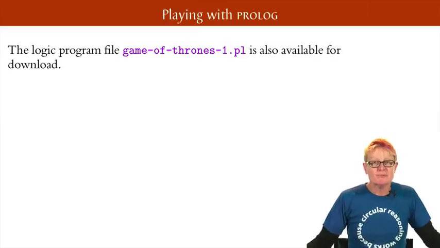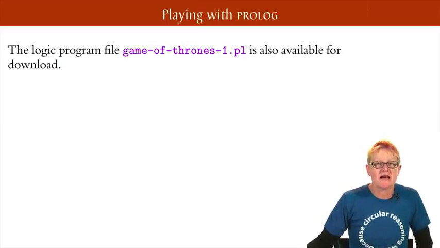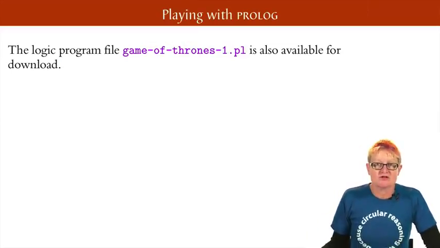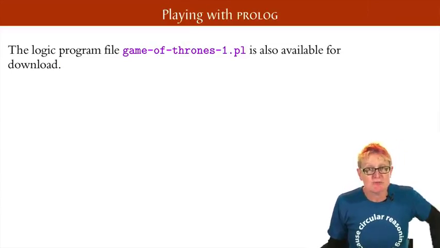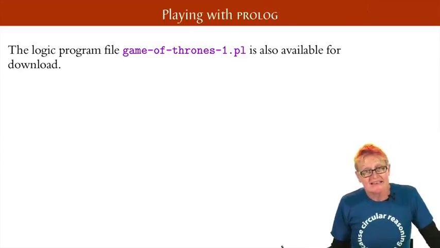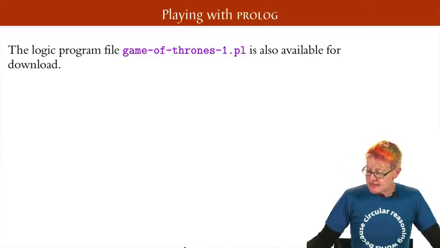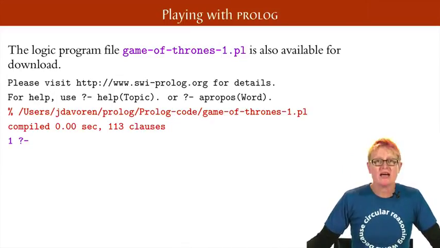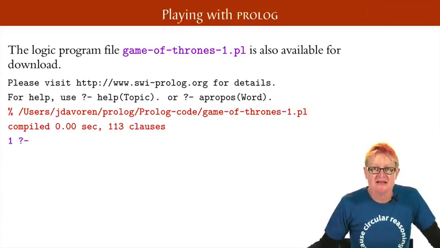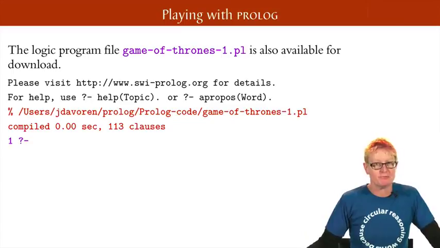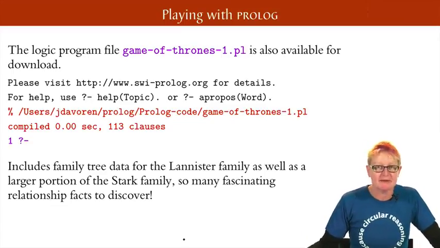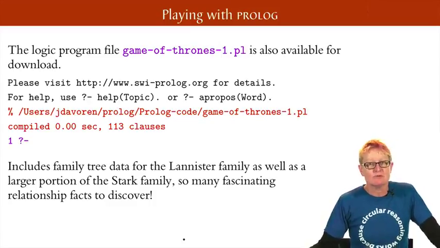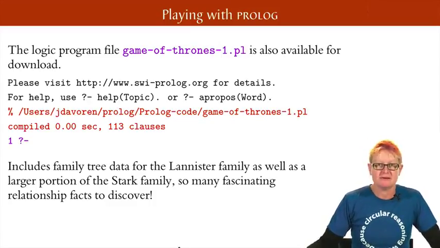Okay, so the cousins predicate won't be much fun with the data in our first example logic program, but I created a larger logic program called Game of Thrones 1-1, which is available for download, which has a bunch more Game of Thrones family relationship data, as well as a few more family relationship predicates. It includes data for the Lannister family of characters, as well as a bit more of the Stark family tree.